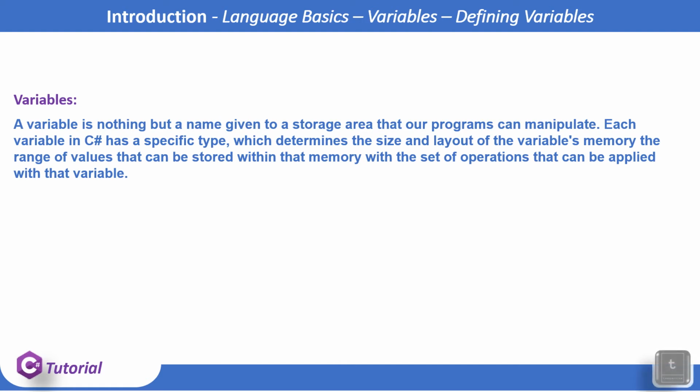Variables. A variable is nothing but a name given to a storage area that our programs can manipulate. Each variable in C# has a specific type, which determines the size and layout of the variable's memory, the range of values that can be stored within that memory, and the set of operations that can be applied to that variable.